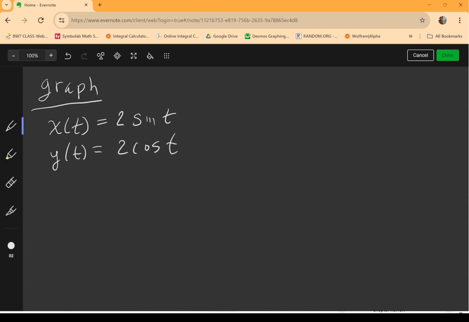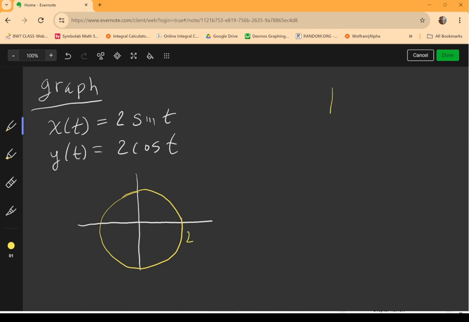Right away when I see this, I have sine, cosine, and the same coefficient for both of them. Even though in a previous video I associated x with cosine and y with sine, that doesn't change the general shape. As long as one of them is sine, one of them is cosine, and they have the same coefficient, we have a circle centered at the origin. In this case, the circle has a radius of 2.